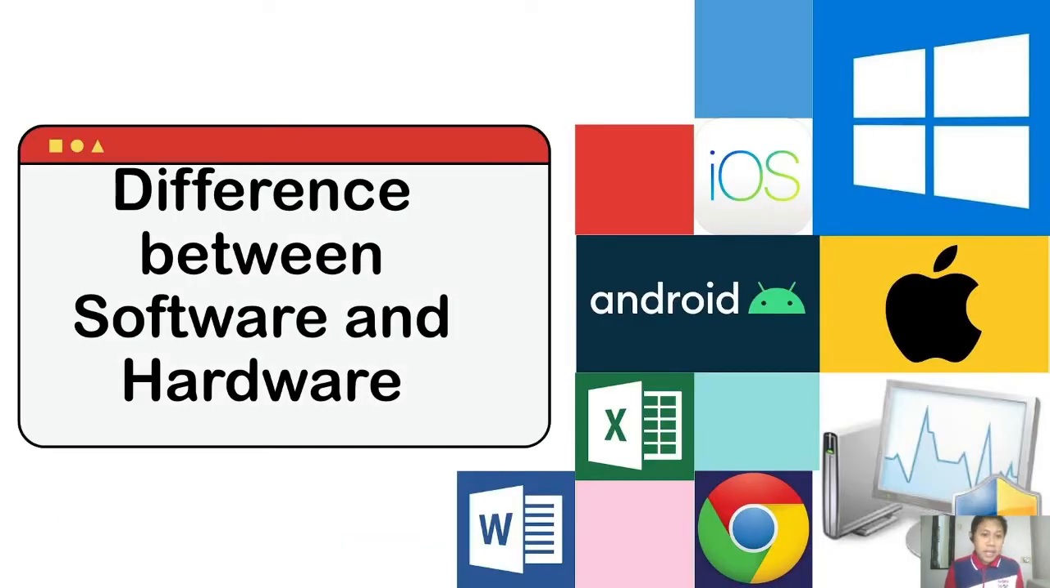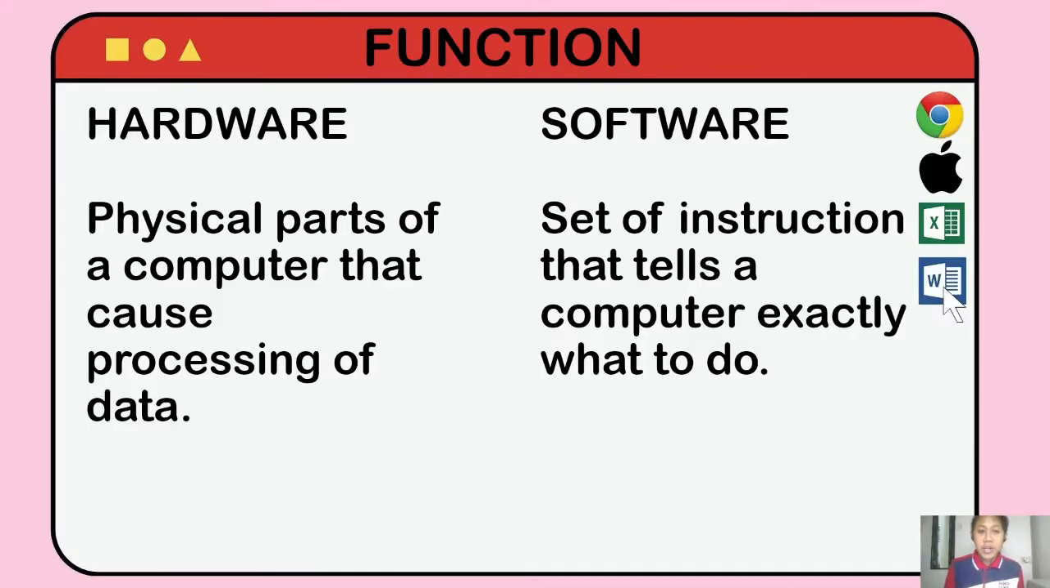So, ano bang pinagkaiba ng isang software and hardware? So, according to our module, sa function, ang hardware is the physical part of the computer and the software is the instructions or series of instructions that tells the computer exactly what to do.